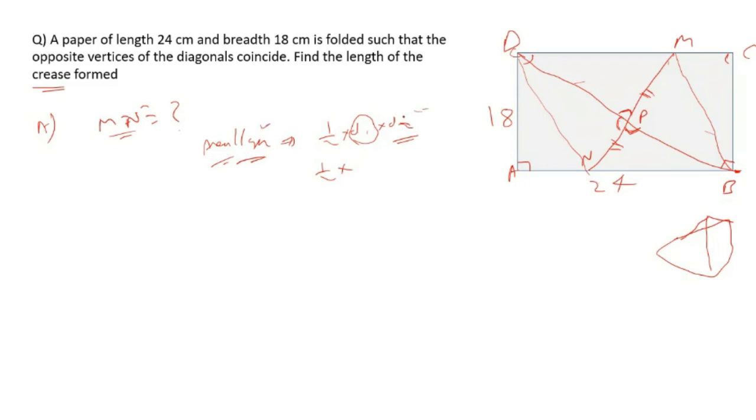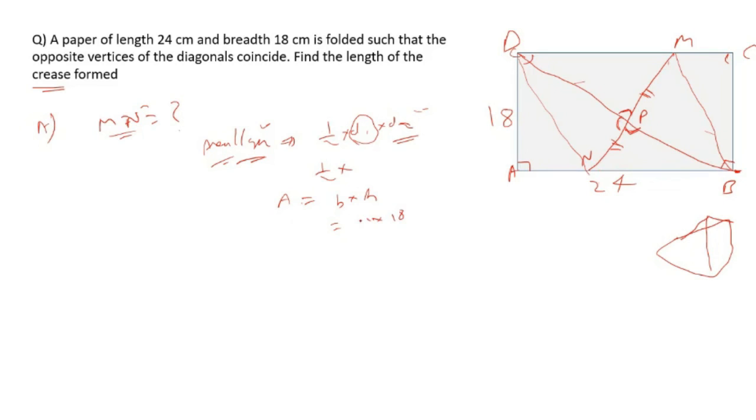So that will be a problem. The standard formula for the area of a parallelogram is base into height. If the height is 18, since the rectangle's sides are parallel, the height will be 18. Height we know. But the base for this parallelogram is BN, and we don't know its length.